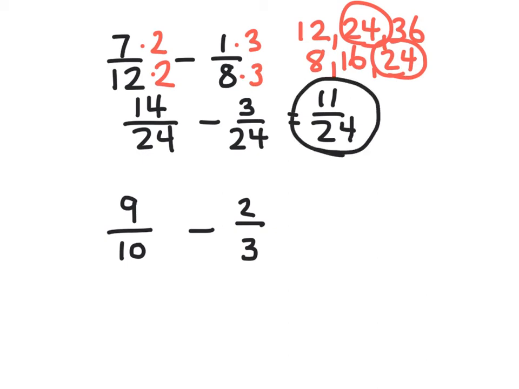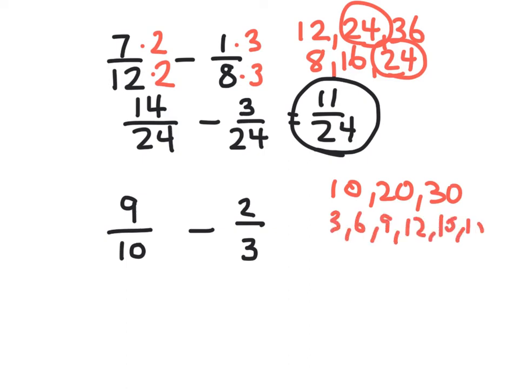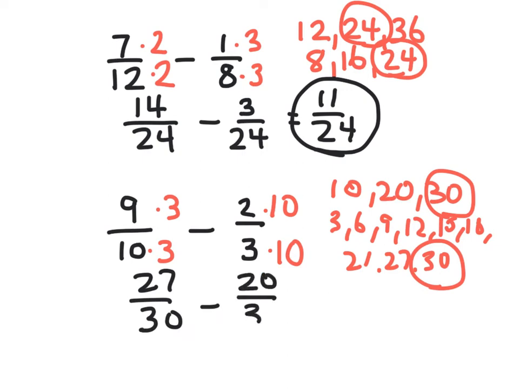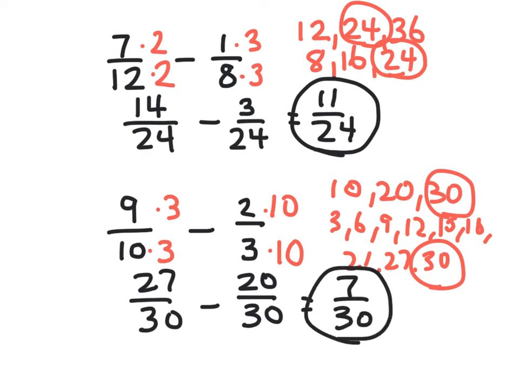The next one, multiples of 10, and then multiples of 3. I think I can see that if I list all the multiples, eventually I'm going to get to 30, which is going to be the least common multiple. So 10 times 3 and 3 times 10. That gives us 27 thirtieths, and we're subtracting 20 thirtieths for a final answer of 7 thirtieths. So how'd you do on those?